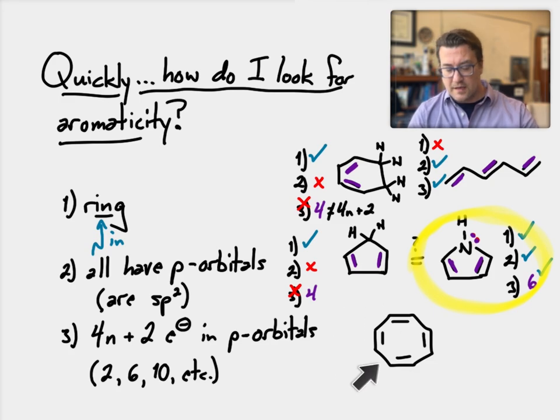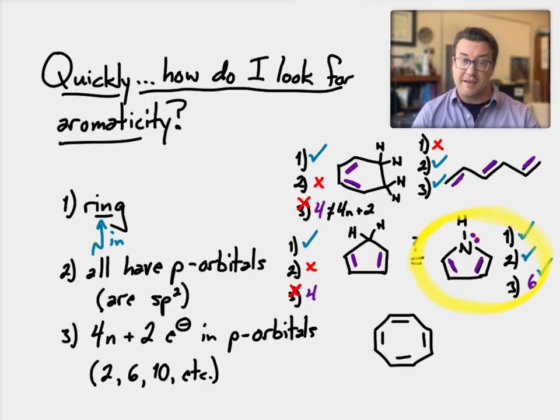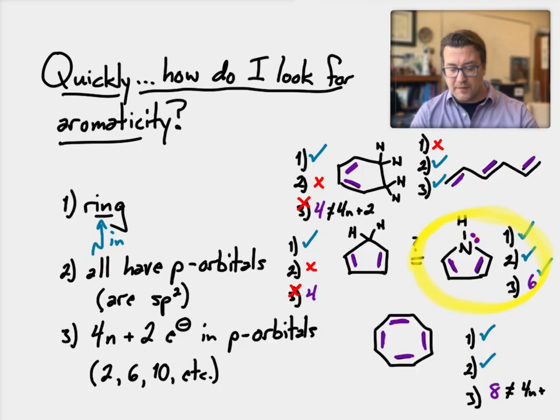Let's look at this compound at the bottom here. This is cyclooctatetraene. So cyclo right in the name, you know it's a ring, so good. The second part is they are all sp2 hybridized, so that's great. Could be aromatic, but it has 8 electrons, which does not fit the 4n plus 2. So this molecule is not aromatic.